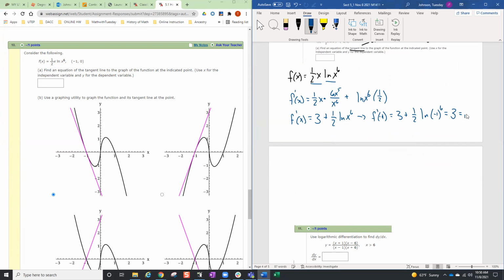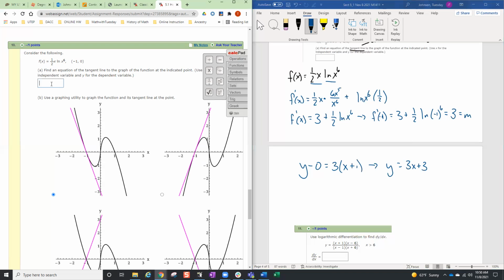So this is my slope, my tangent line. Y minus 0 equals 3 times x plus 1, and fortunately I still have it over here. Y equals 3x plus 3. Let's give it a shot. No, y equals on the outside. Probably should make that a plus.